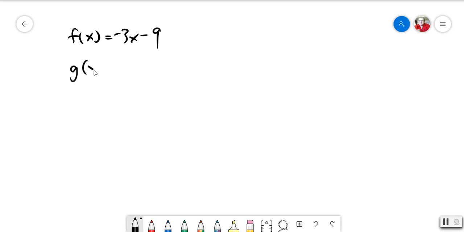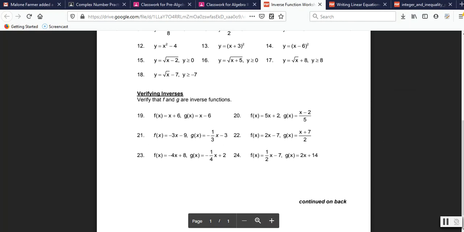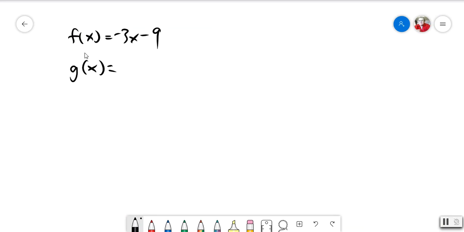And then g of x equals negative 1/3 x minus 3. How do you know that these are in fact inverses? So basically I'm asking the question, is g of x the inverse of f?